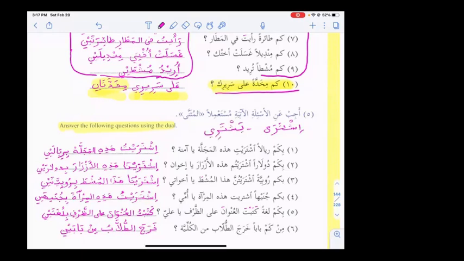Can you see how many letters are there? 1, 2, 3, 4, 5. So there are 5 letters. This is mazid fihi, the derived form of the verb, and this is Bab form 8. I don't want to go into detail, because they are all naqis here. See? It ends in a ya. So it means ishtara. Originally it is ishtaraya.